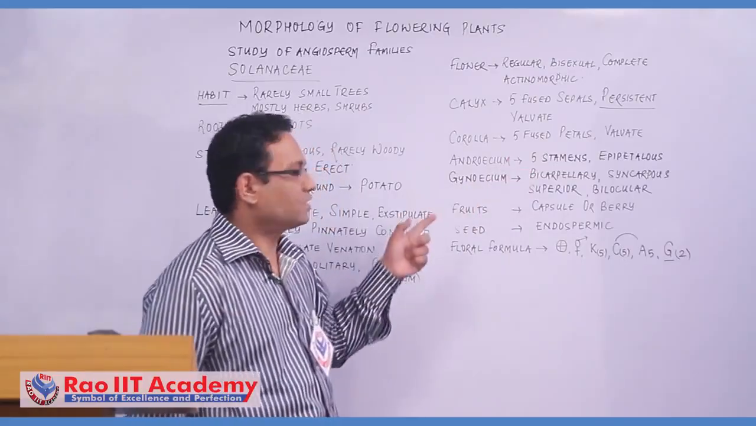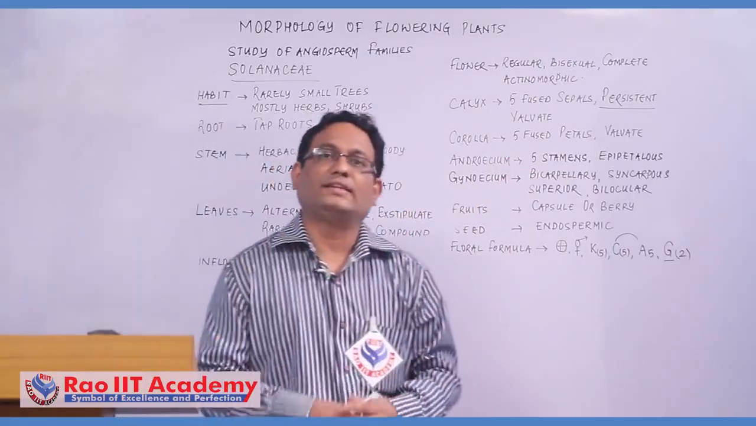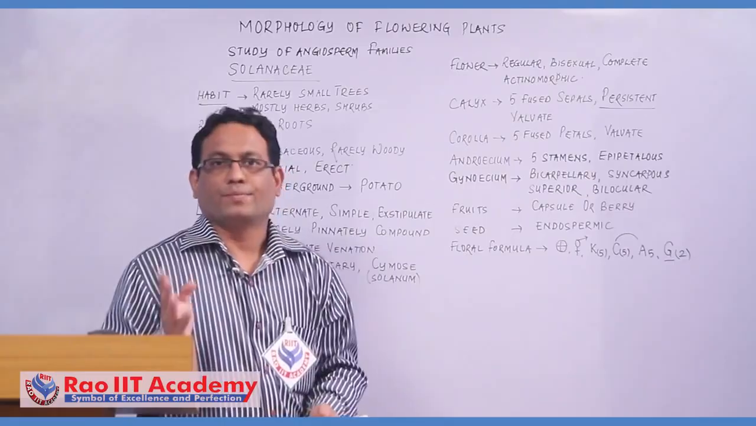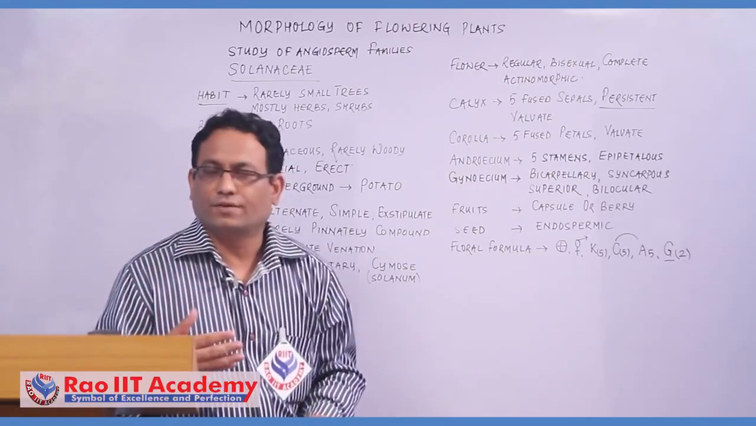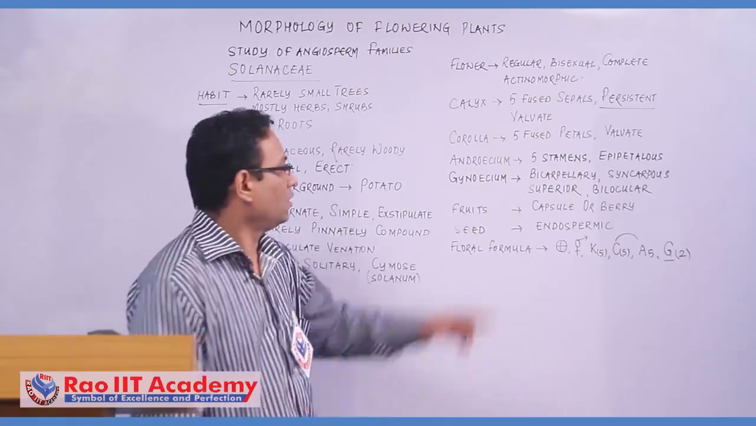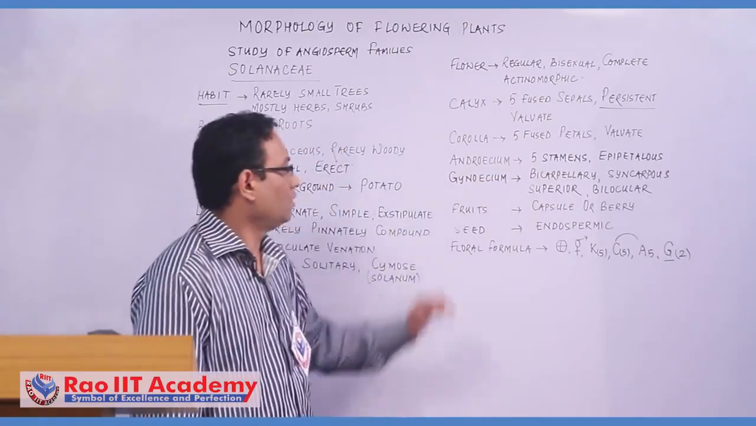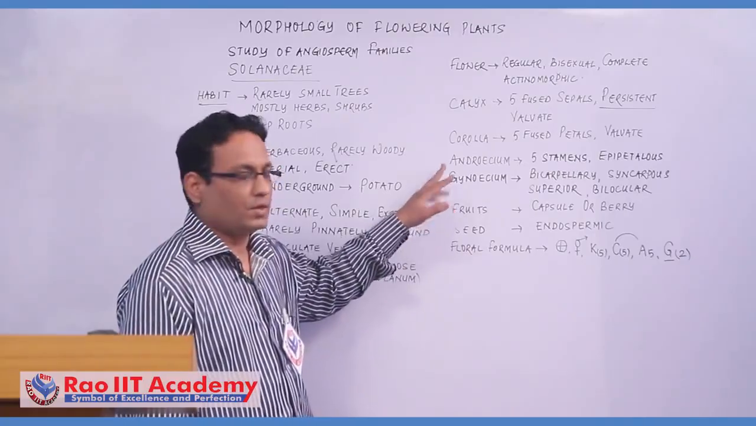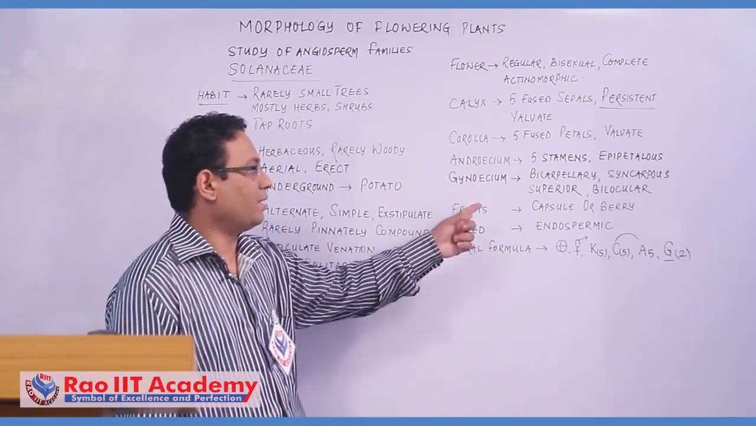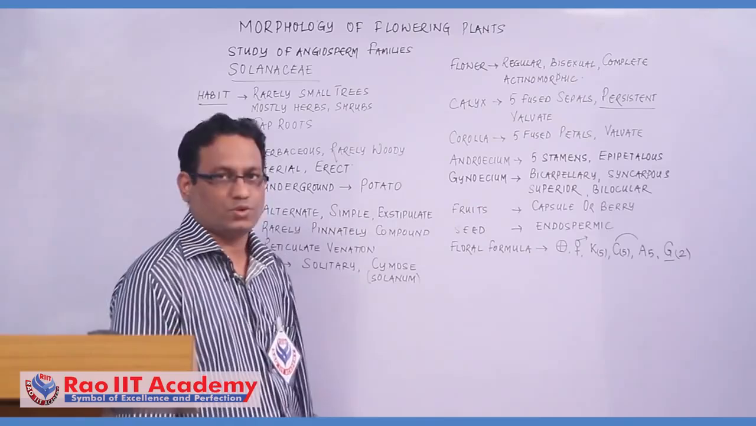Now the stamens are uniquely dithecous. That was the case even in family Fabaceae. We have discussed earlier in the study of the flower that most angiosperms have dithecous stamens. These are no exceptions. When it comes to the gynoecium, we have 2 carpels which are fused to each other, making it a bicarpellary syncarpous gynoecium.